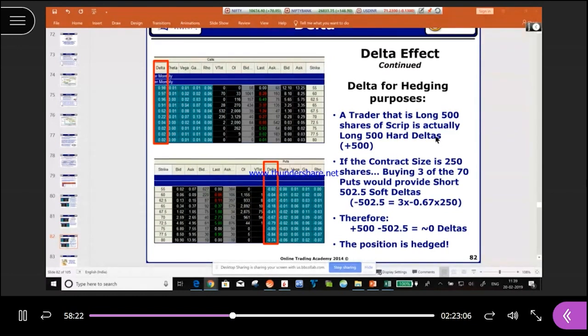Now, the contract size of a 70 put option is 250 shares. Normally what people would do: 250 shares is one contract, I have 500 shares, so I take 2 lots to hedge, right? Is that what you thought? Correct, but that is not how it has to be done, because options have soft deltas, stocks have hard deltas, so you have to make use of this.